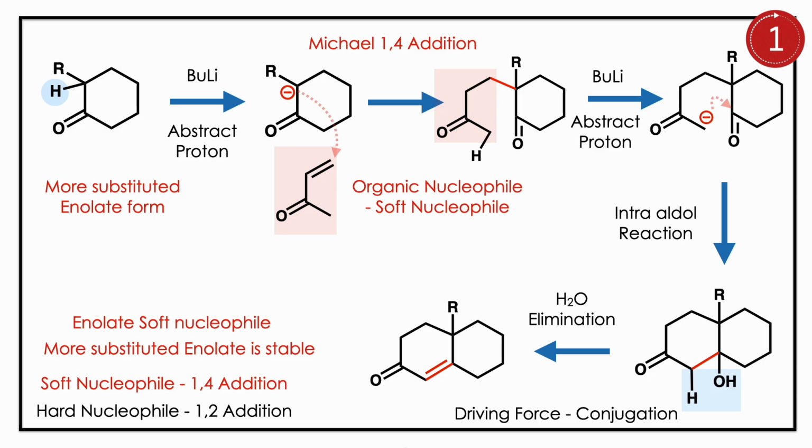Since the reaction has continuous possibility, further enolate forms, it has aldol condensation and alkene elimination. Here our interest is Michael addition. So enolate, the more substituted enolate will form. Enolates are soft nucleophiles.